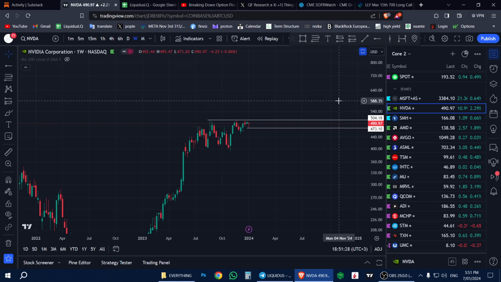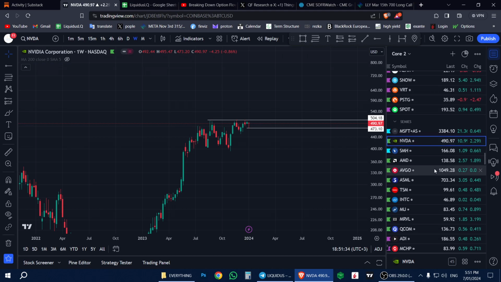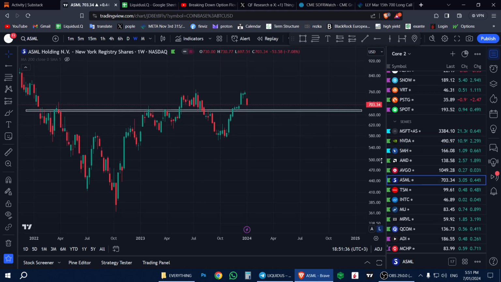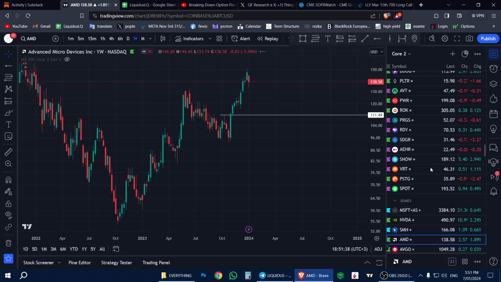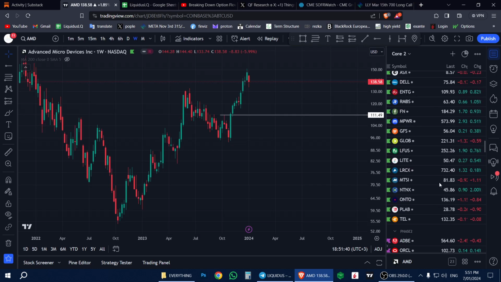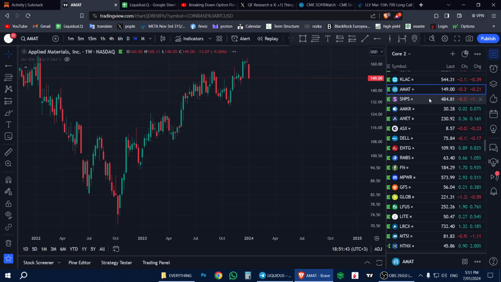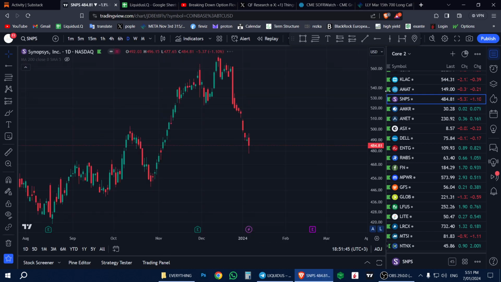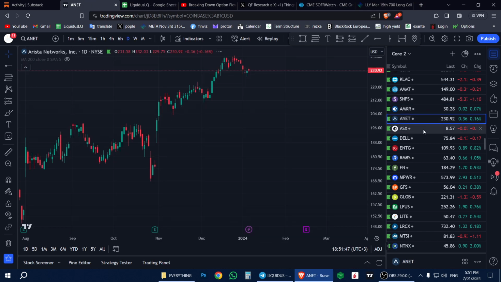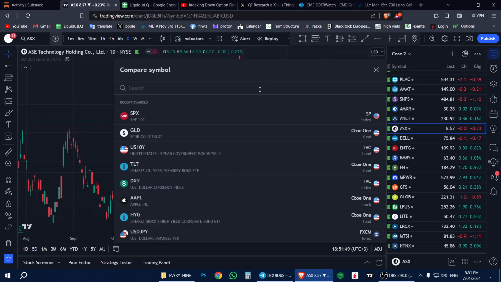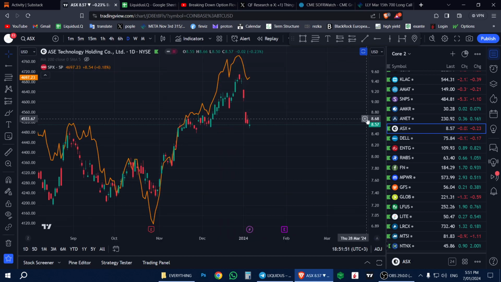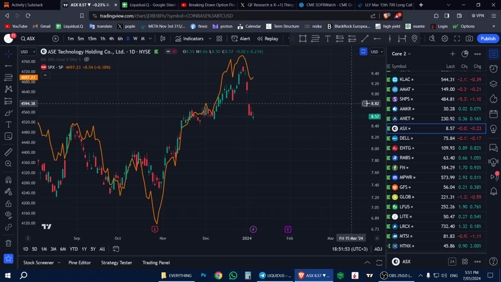And the fact that, first of all, if you look at all of our other names, if you look at AVGO, ASML, AMD, if you look at the phase 3, phase 2, if you go through all of them, Synopsys, AMKR, ANET, ASX, if we look at the SPX as well, all of them broke the trade. All of them broke the trade.